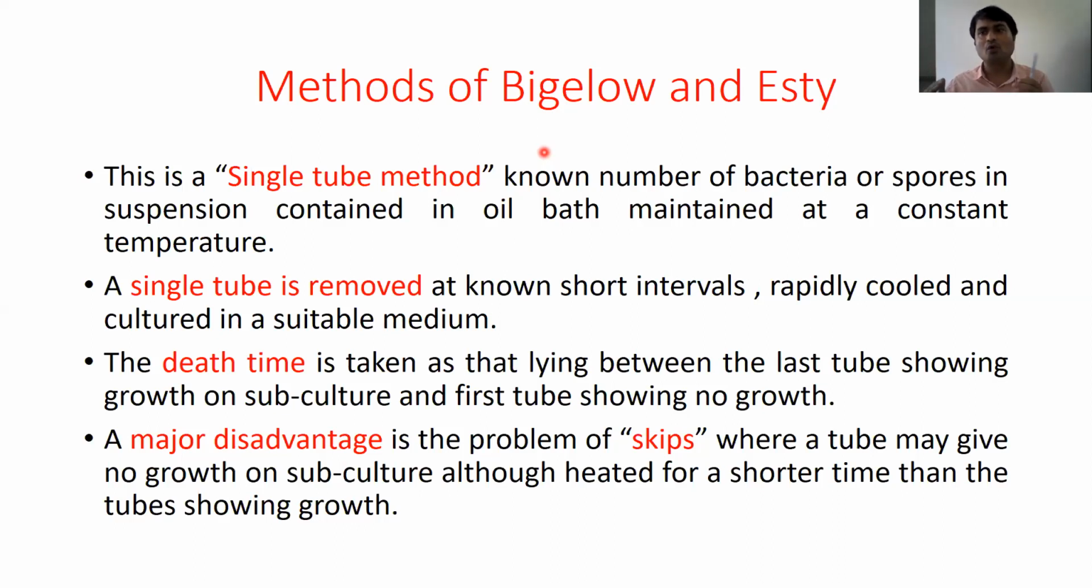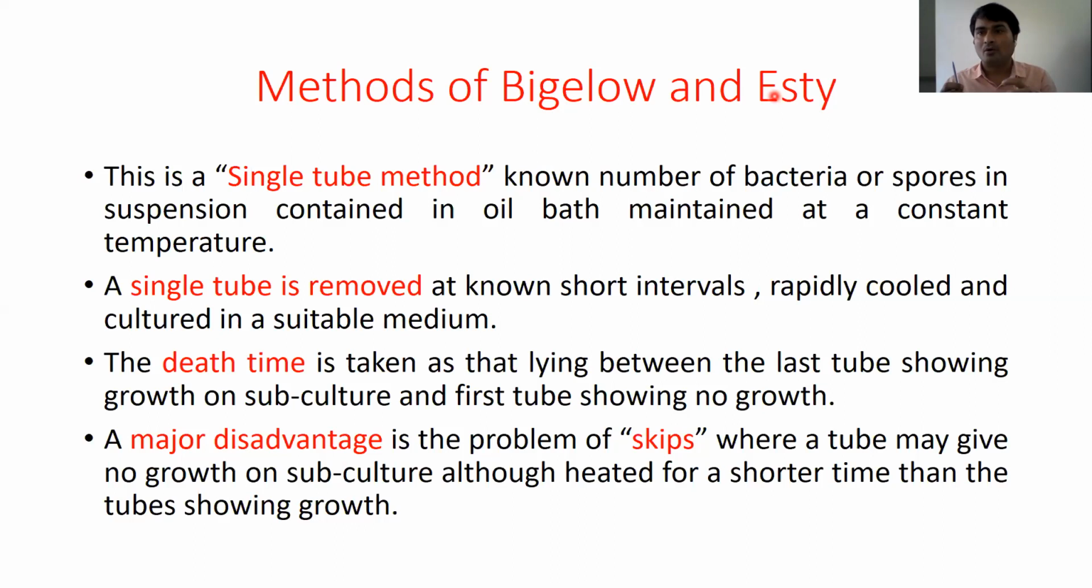Yes, see, we have different methods to determine the heat resistance of bacteria. One of the methods for determining the heat resistance of bacteria is the method of Bigelow and Esty. This method is also known as the single tube method. So what we are doing for determining the heat resistance of bacteria is preparing a suspension of bacteria in a tube.